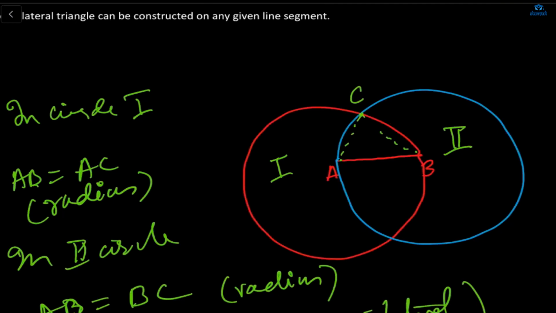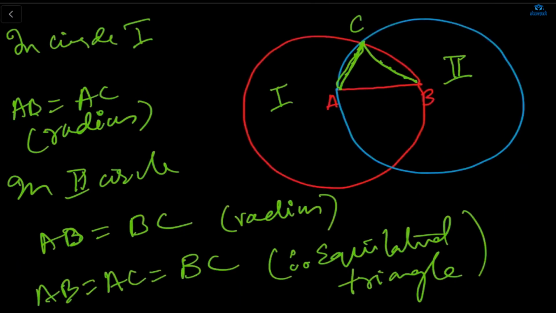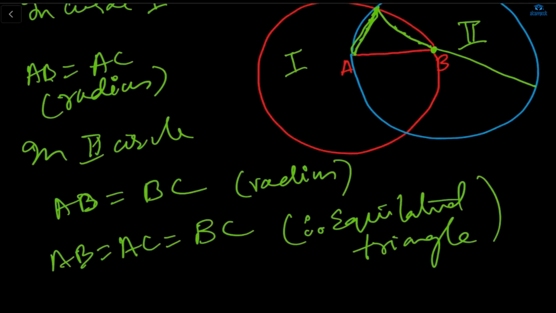Now if you see the figure, in the first circle, the red circle, AB will be equal to AC because both are the radius of the first circle. Now in the second circle, again AB will be equal to BC because they are the radius of the circle. If I draw anything from the center to the circumference, it will be a radius. Same thing is here also, B to C. They are the radius. So radii will be equal to one another. So that means AB is equal to AC and AB is equal to BC also.